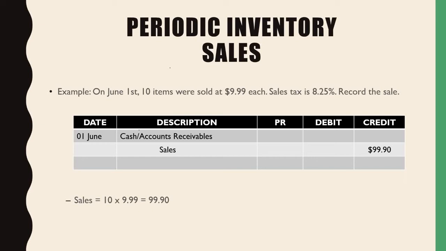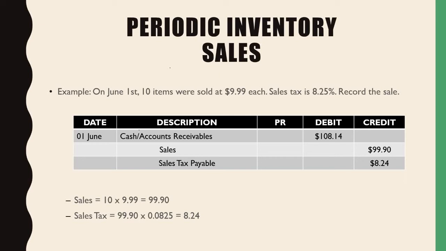Calculate 99.90 times 8.25. Yes, but not 8.25, because it's a percentage. What do you have to do? 8.25%. Okay, so change that to decimal form. 0.0825, exactly. Okay, so that's how you figure out sales tax. And then you just add those numbers together, and then you get your total amount that you're receiving.